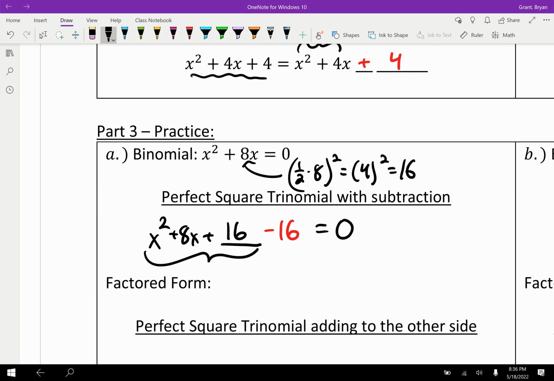X squared plus 8x plus 16 factors into x plus 4 squared, right? We just do half of 8. And then there still is the minus 16 and still an equals 0.